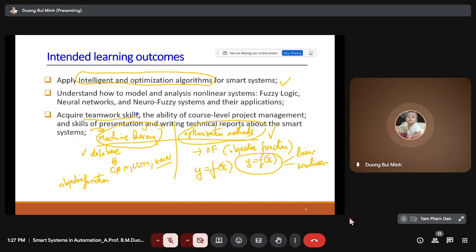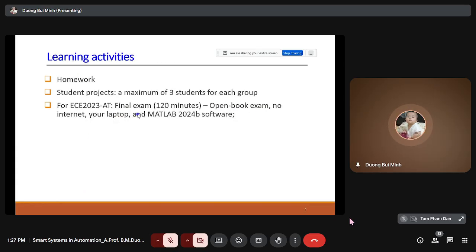So technical writing, or technical reports, is very important for you because you need to present. You need to make the report according to your result. For learning activities, you have homework for every lecture. You have a student project.